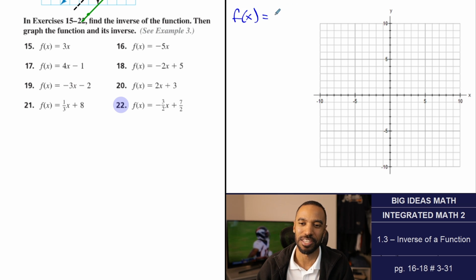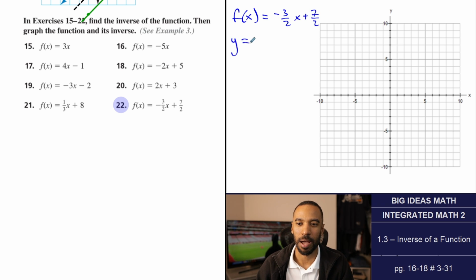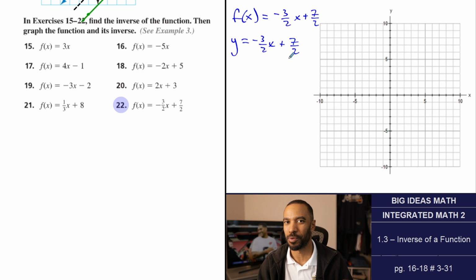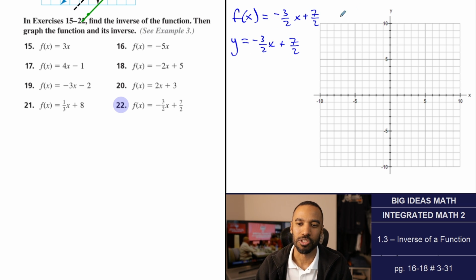Okay, f of x equals negative 3/2 x plus 7/2. All right, let's swap it. Where is this going? Because this one has, check this out, this one has the fraction. I'm wondering if the other one won't. And then we can work off of that a little better. So let's swap that up. X equals.